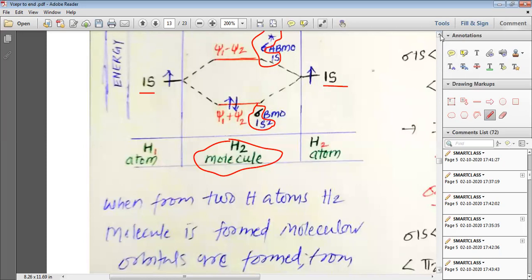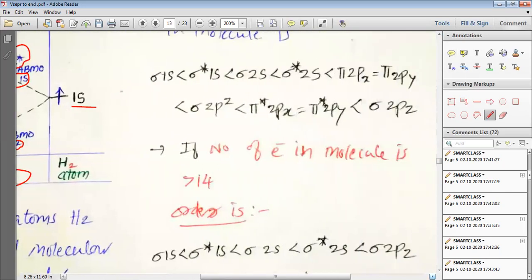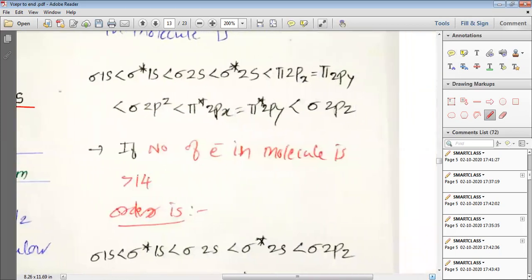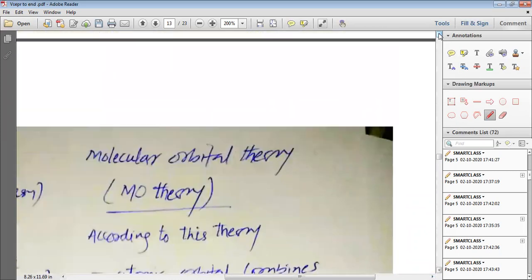And this is how, following these rules, the electrons are filled even into the molecular orbital. So now we may even write the electronic configuration for the various molecules. So now, according to this LCAO concept, a new theory is introduced. This new theory is known as the molecular orbital theory, or MO theory.